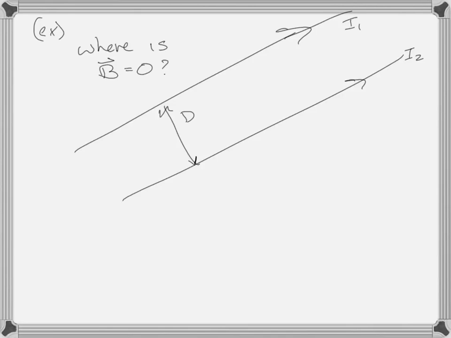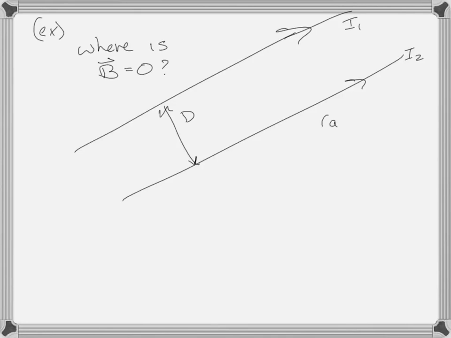So what I want to do is a problem with magnetic fields. Let's say that we've got two current carrying wires, and let's say that they carry currents I1 and I2, and they're separated by D. So they're parallel current carrying wires. Same kind of problem we've seen, same kind of setup we've seen before. But I want to ask a different question, not about force, but where is the magnetic field equal to 0?